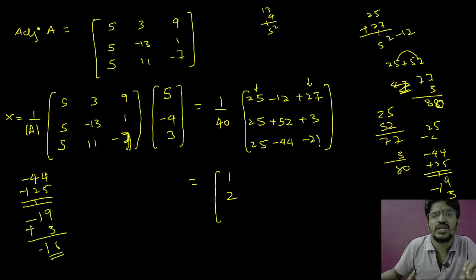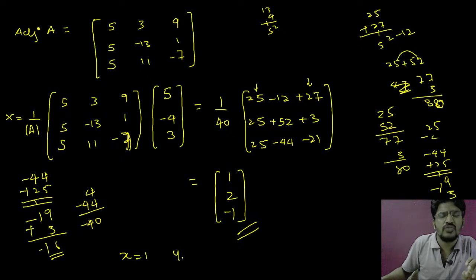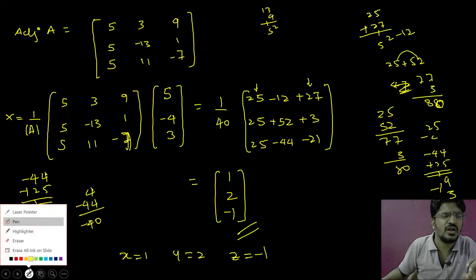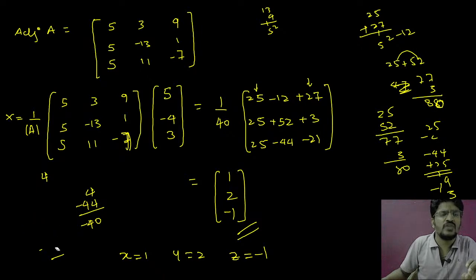So here we have minus 21. So now 25 minus 21 is 4. Minus 44 means it will be minus 40. So minus 40 by 40 is minus 1. Therefore, x is equal to 1, y is equal to 2, z is equal to minus 1. Clear? So these are your answers. Okay. x is 1, y is 2, z is minus 1.